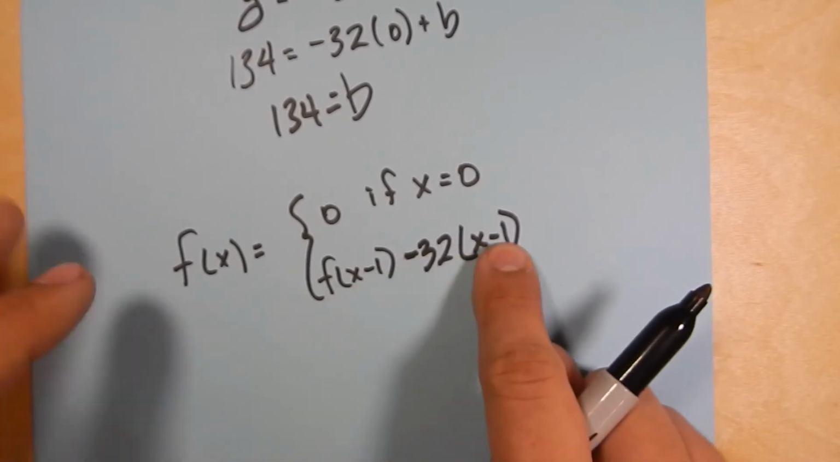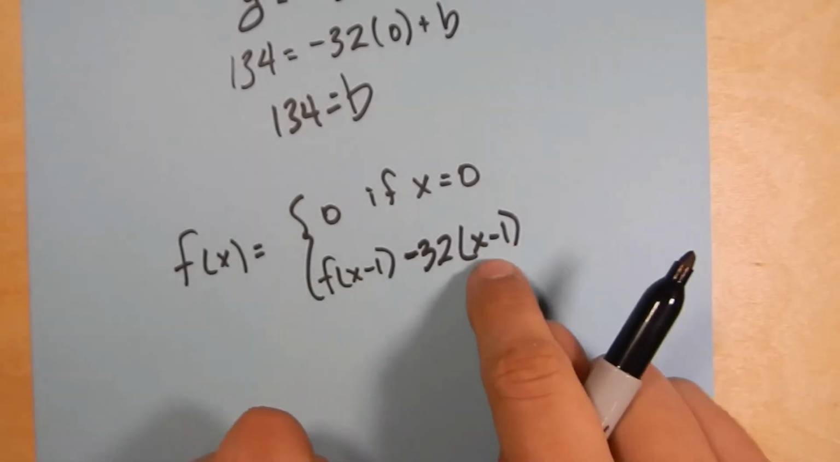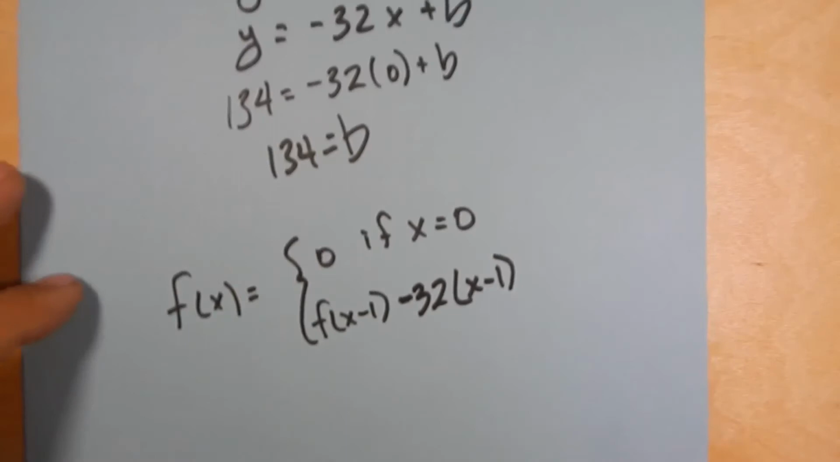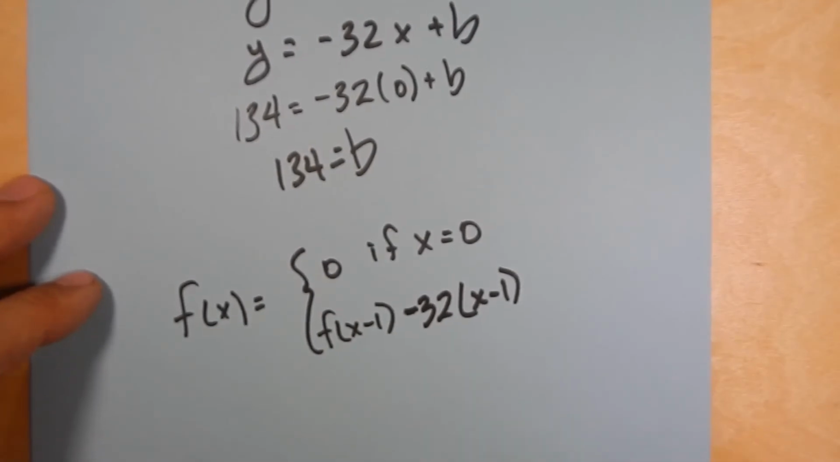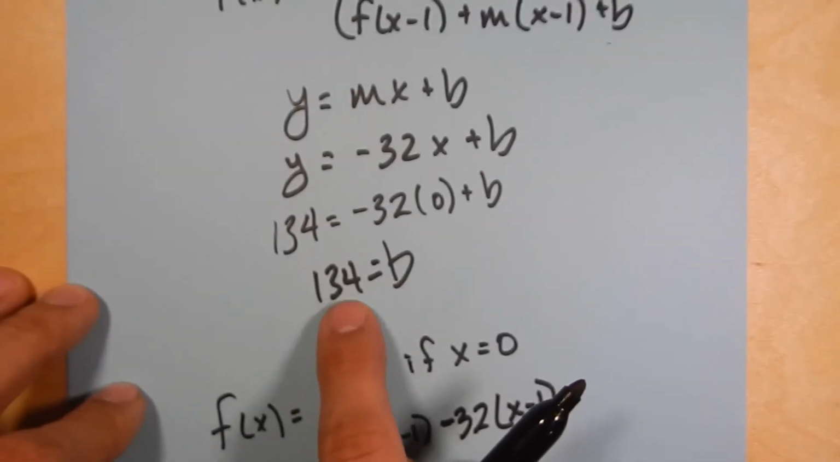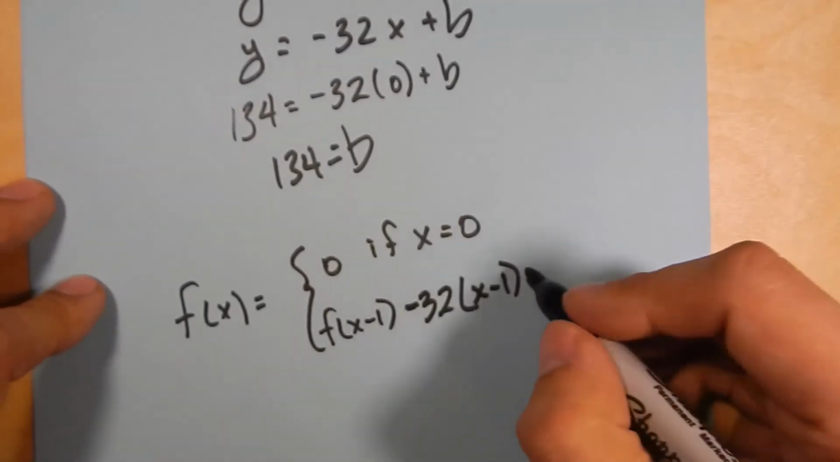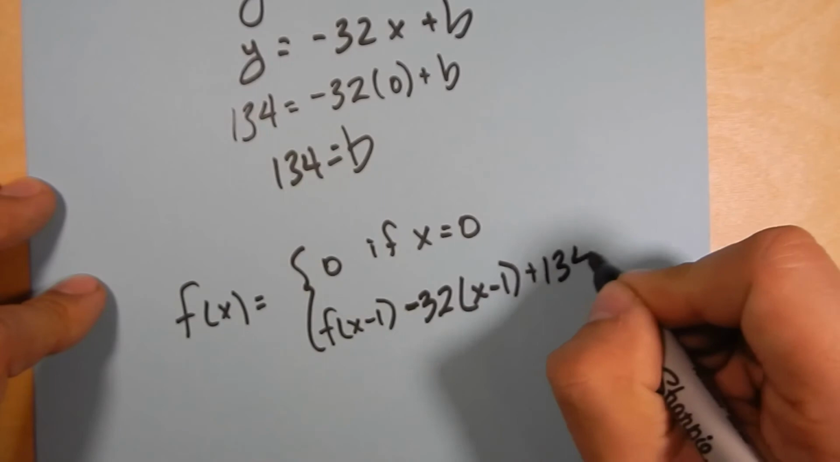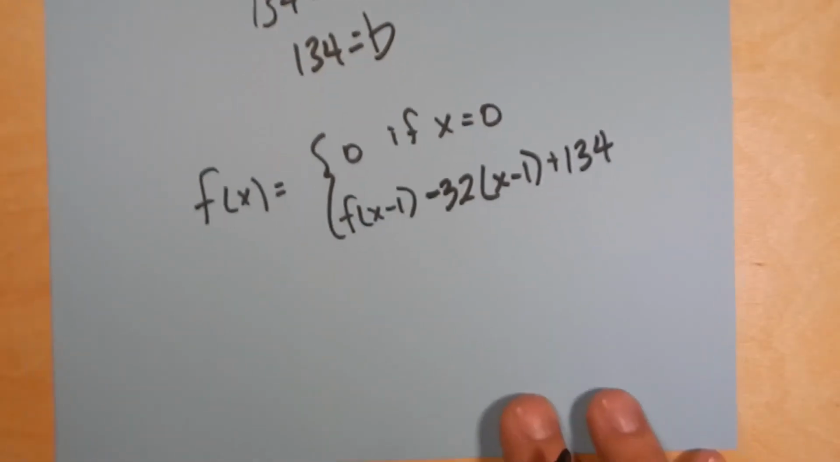This and this are different things. This is an output. This is an input. So you have to be careful when you start using this to calculate stuff. I'll show you an example in a minute. Plus b. So our b is this 134 here. So plus 134. So let's use this to find some stuff.